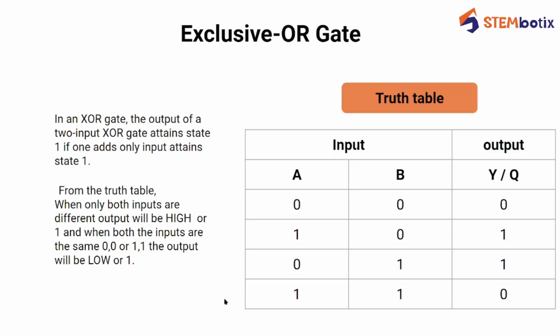As we discussed earlier, in the XOR gate, the output will have state 1 only if one of the inputs is in state 1. So the output of a two-input XOR gate attains state 1 if only one input attains state 1. From the truth table, when both inputs are different, the output will be high or 1. When both the inputs are the same, 0 0 or 1 1, the output will be low or 0.